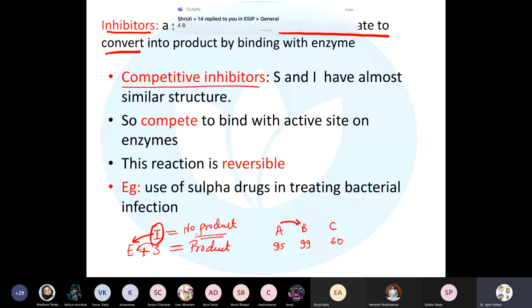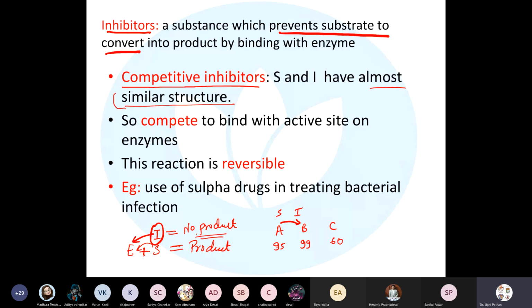Same way, here what happened? Substrate and inhibitor have almost similar structure. When the substrate and inhibitor are almost similar in structure, there is a competition whether the inhibitor binds or the substrate binds. So they compete for binding to the active site on the enzyme. Clear?